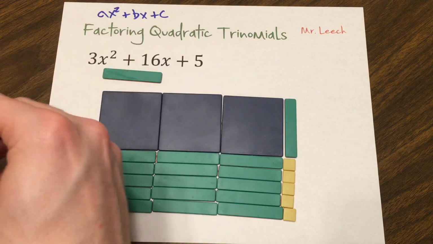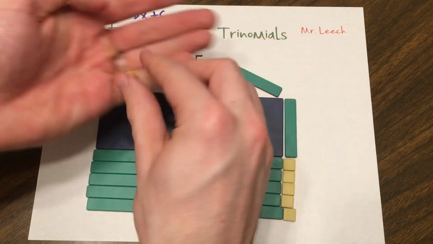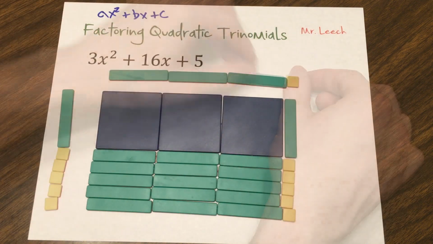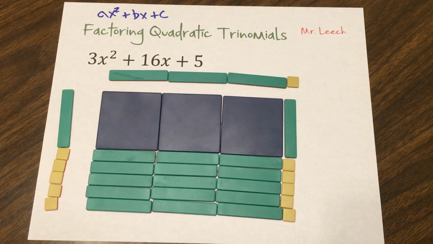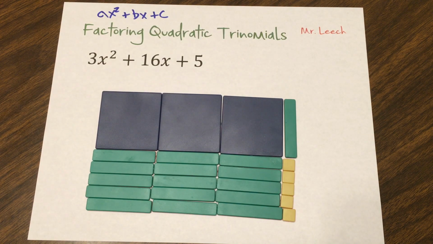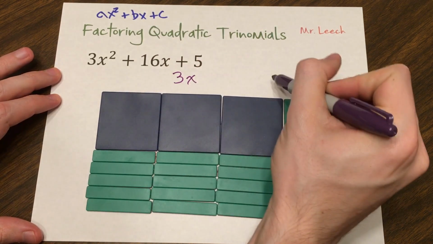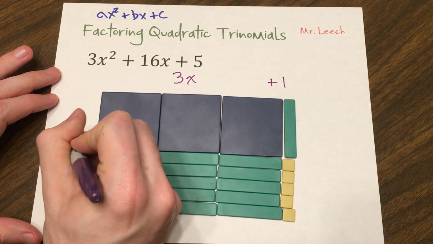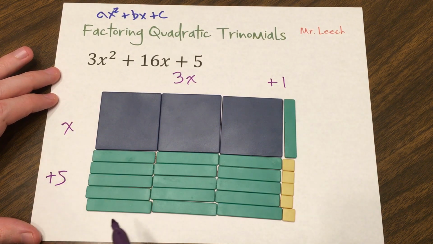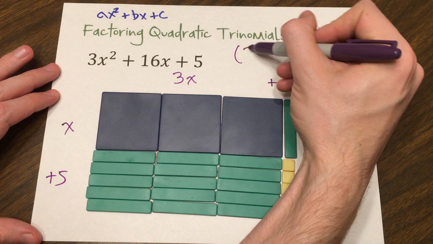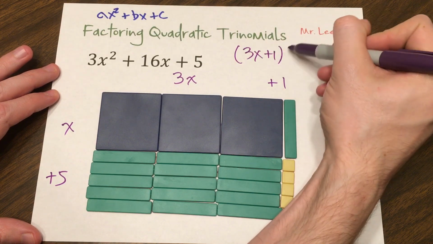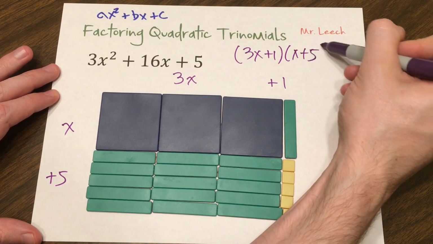Across the top, I'm going to have 3x plus 1. And across the side, I have x plus 5. Replacing the algebra tiles with numbers, we get 3x plus 1 and x plus 5. So that means my final answer is going to be 3x plus 1 times x plus 5.